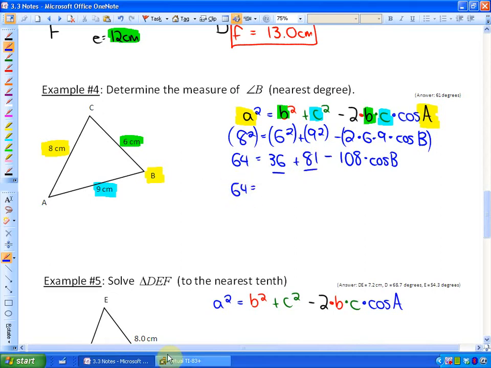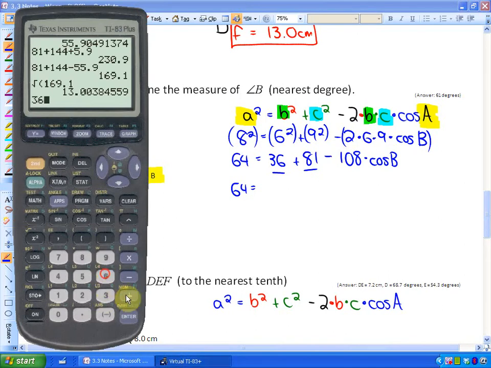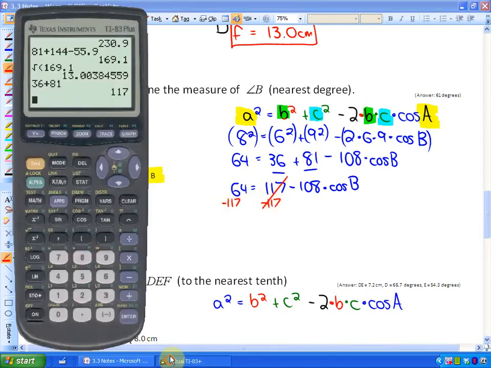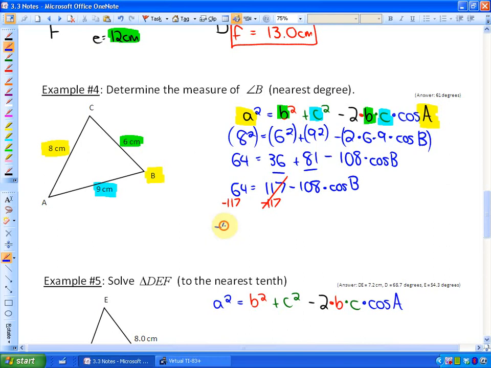So the simplest form of the right-hand side, 36 plus 81, is equivalent to 117 minus 108 times cos B. Now we've simplified each side as much as possible, so we have to move into solving. If I subtract 117, I would have here 64 minus 117, negative 53. So on the left-hand side, negative 53 is equivalent to negative 108 times the cosine of B.